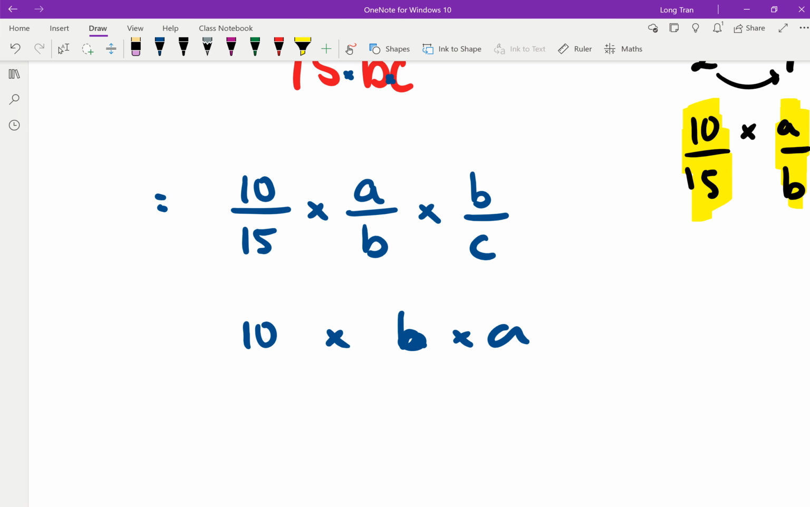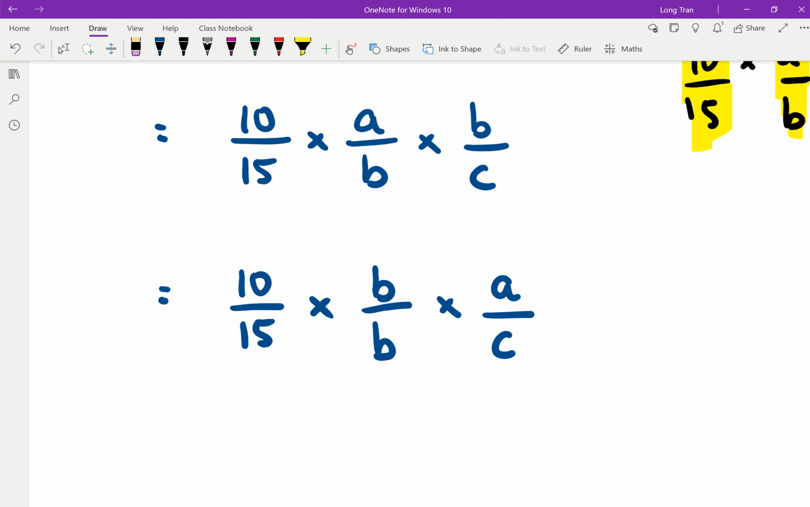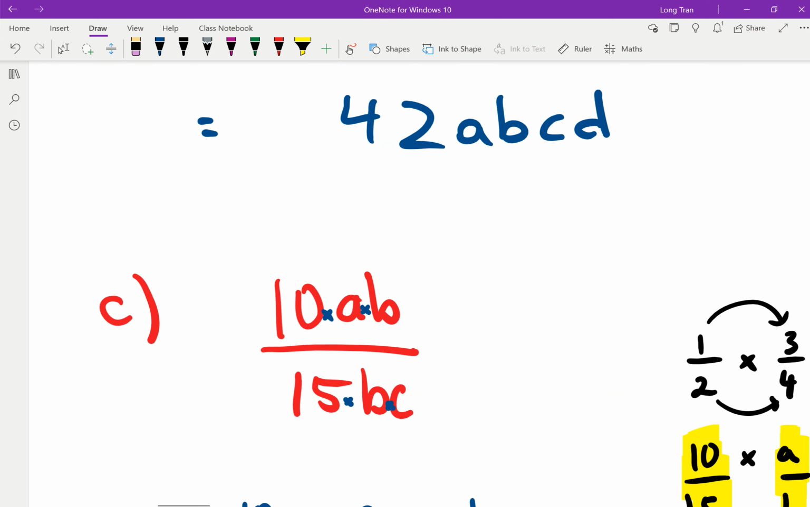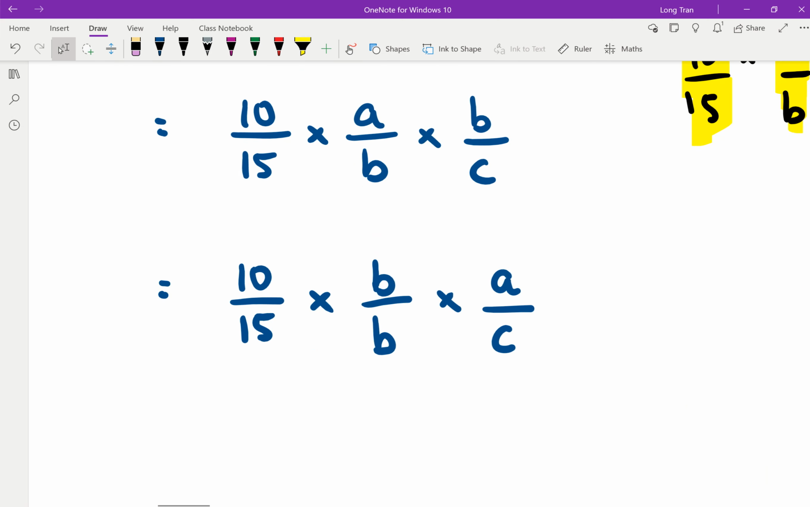So over here, my tip for you is to keep the numbers with the numbers and the letters with the letters. The letters that look alike, I'll keep them together. So I'm going to write 10 over 15. Those are numbers. I still have the times, but instead of A over B, I'm going to switch the A position and the B position because I know it won't affect the overall answer. So it now becomes B divided by B times, and I've got A over C. Can you see that? What I've done there is taken this first question in red, 10AB over 15BC, and broken it down into three separate fractions.